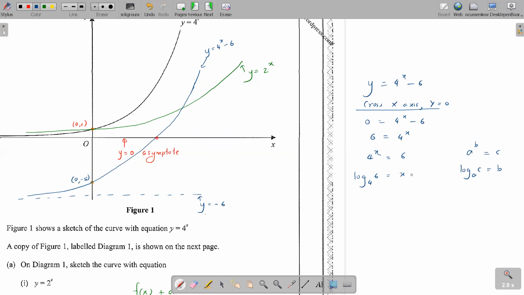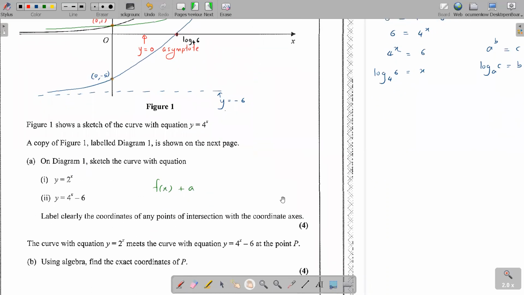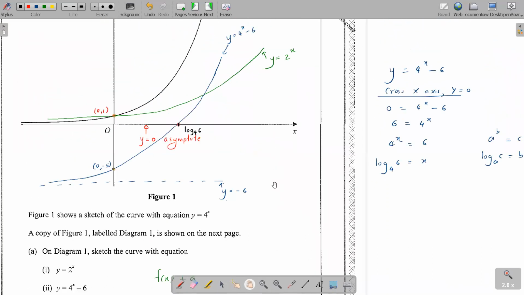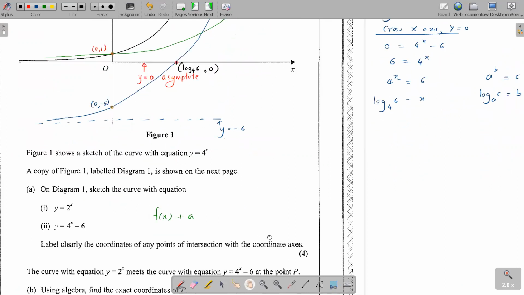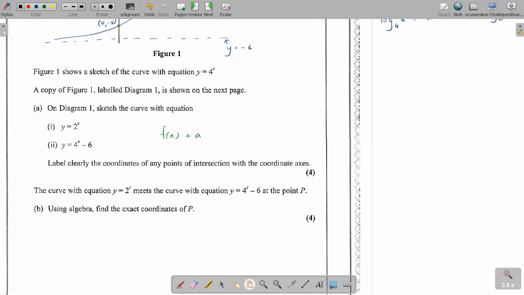Okay, so that's the place where you cut the x-axis. So mark it clearly on your diagram. Log base 4, 6. So this is the place where you cut the x-axis. Do they want the values or the coordinates? Label the coordinates. So log base 4, 6, comma 0. So this is the coordinate where you cut the x-axis. Okay. And the y-axis. So all the cutting points are clearly labeled. Okay. So then let's move on to part B.